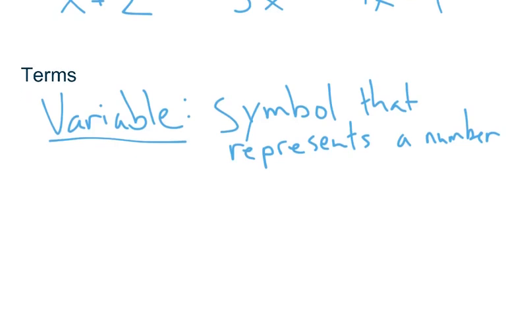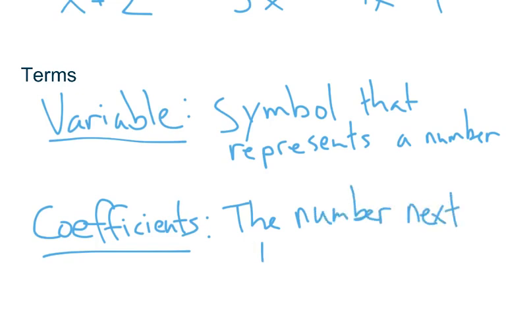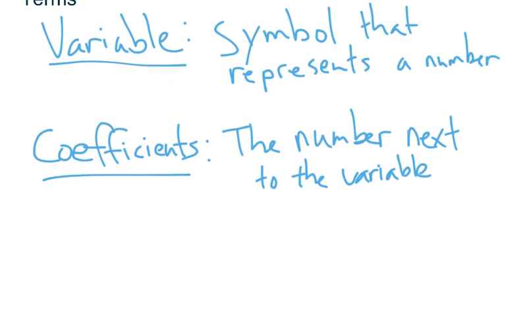Next term I want to talk about, coefficients. All right, what this is, it's the number next to the variable. And it's usually held together by multiplication. And so, for example, a coefficient would be, if we look at this, 2x plus 1, the coefficient is 2.